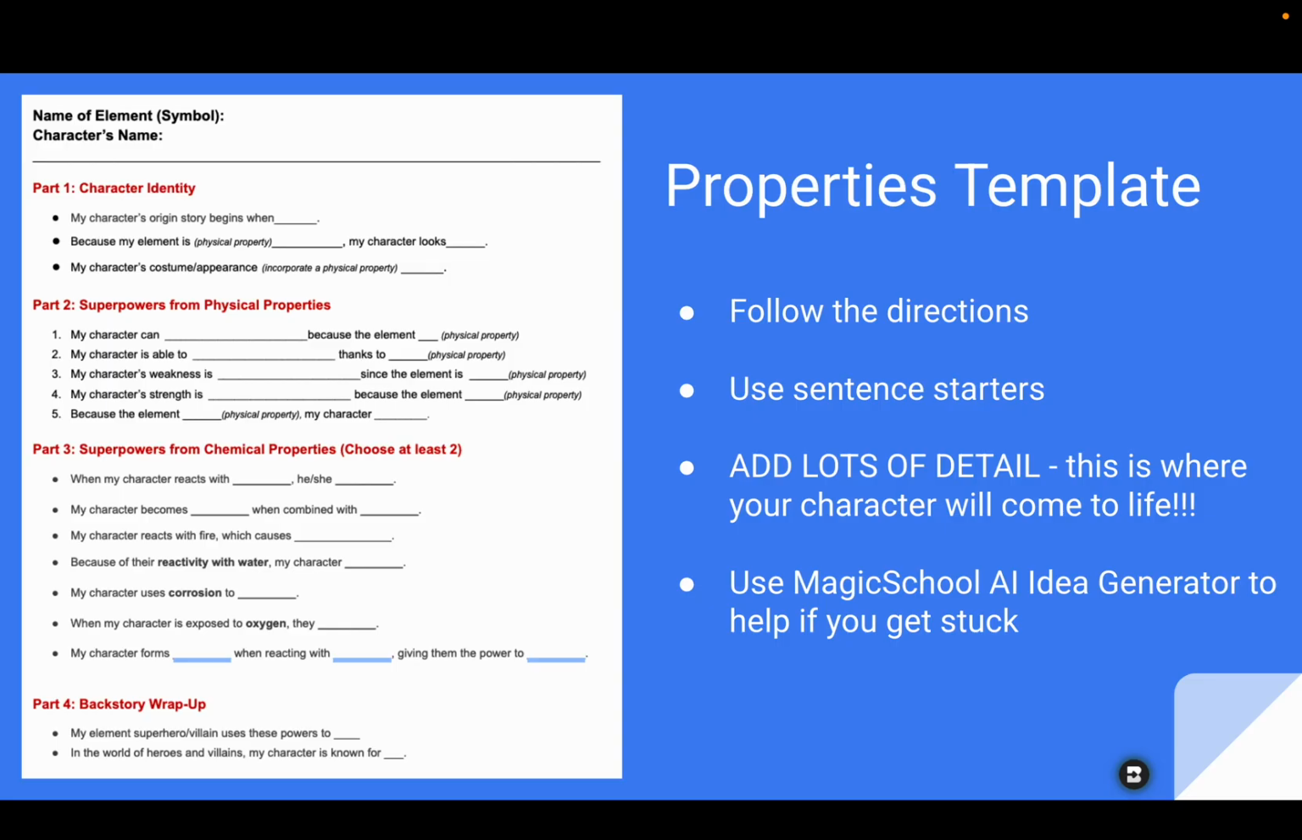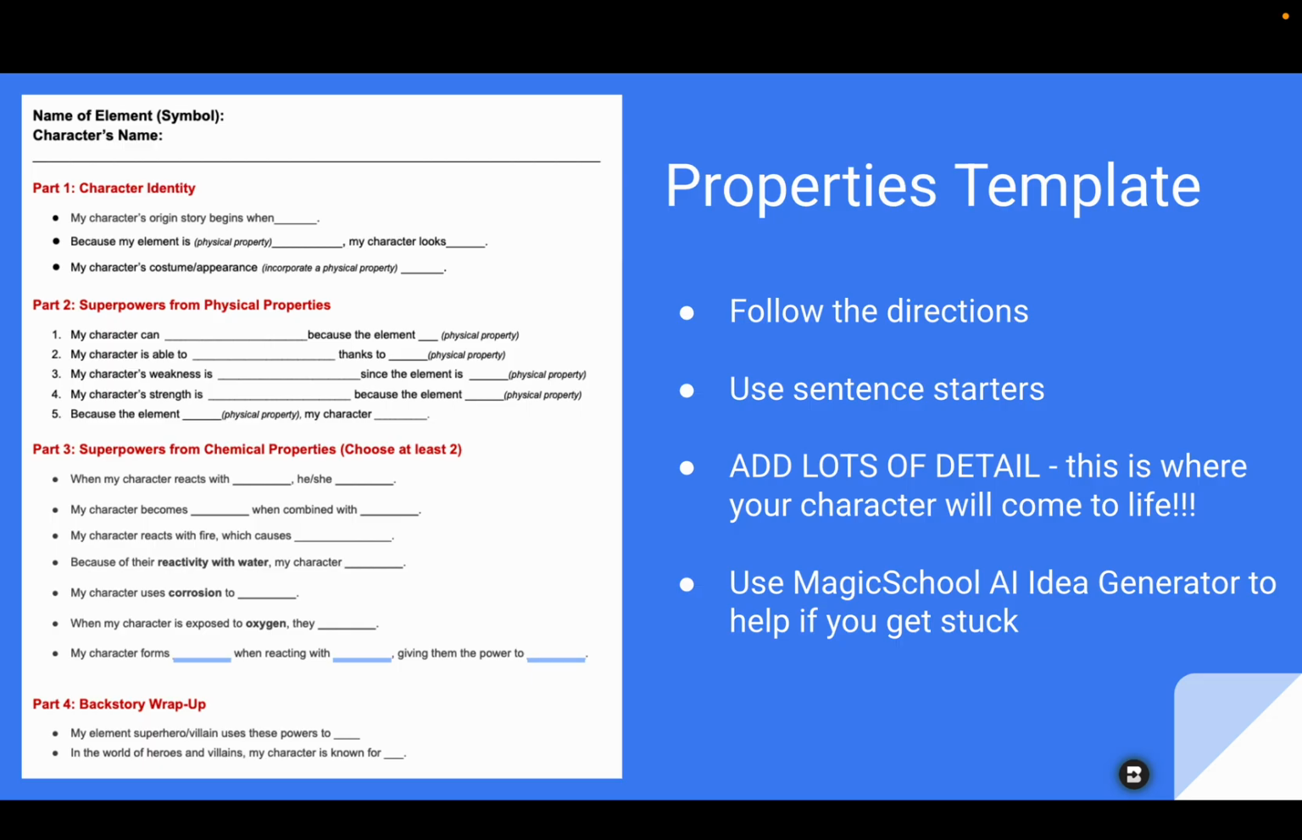When you're finished, you're going to follow the instructions on that template. Please remember to follow the directions. It looks intimidating because it looks like there's a lot there. Part 1 is just like your background story. So how did your character become your character? Remember, Peter Parker got bit by a radioactive spider. That's how he becomes Spider-Man. How did your character become who they are? So I'm going to give you an example of mine here in a second.